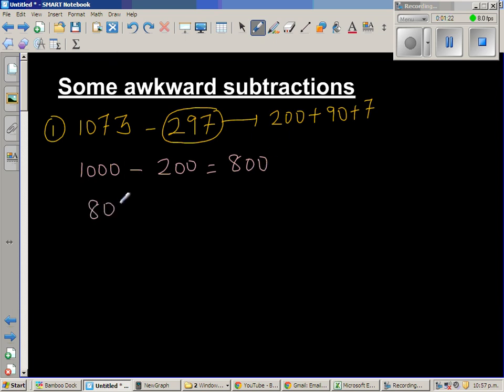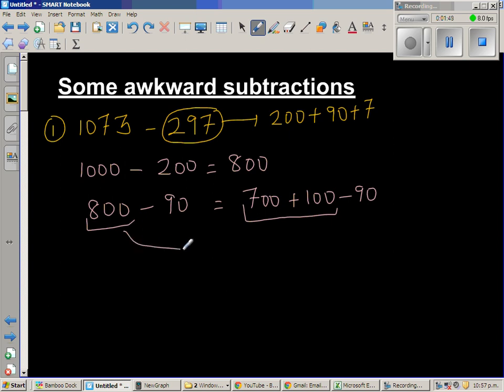So from 800 I'm going to take away 90. 800 take away 90 is a bit difficult for me, so I'm going to say this 800 is 700 plus 100 minus 90. This 800 I have written as 700 plus 100. Now I know 100 minus 90 is 10, so this is the same as 700 plus 10, which is 710. Now I've got 710, and I have to take away 7.